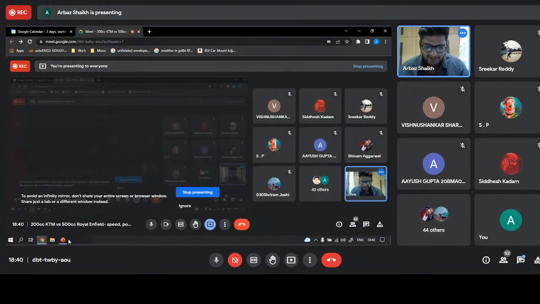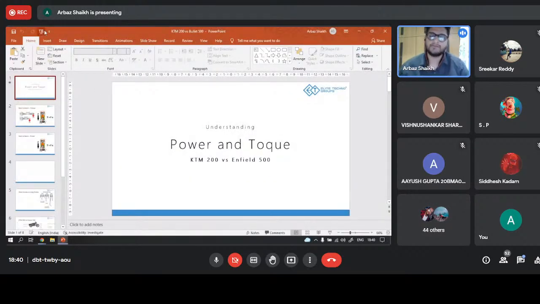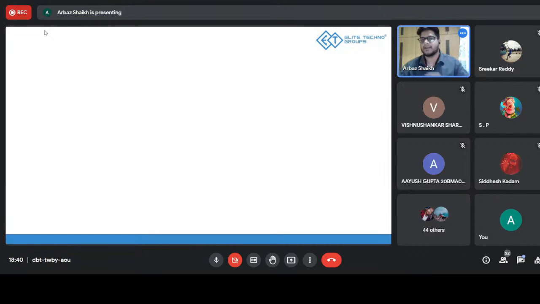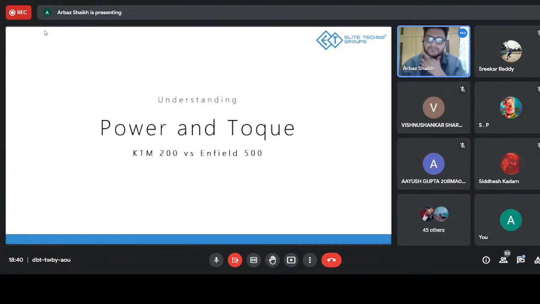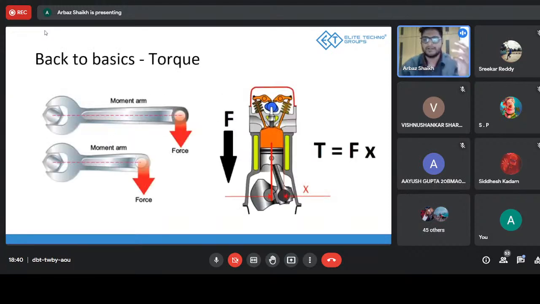Correct? So let me give you my understanding of torque and power. I will break everything down to the core of basic units and basic things so that everybody is clear on this. So what is torque? Torque is nothing but the moment that is created about a point of rotation. That moment is torque.